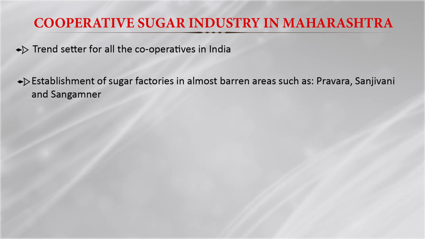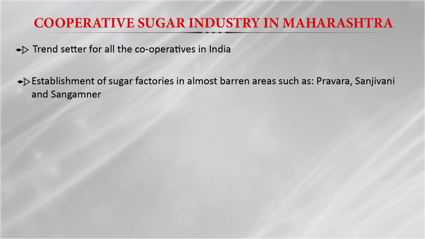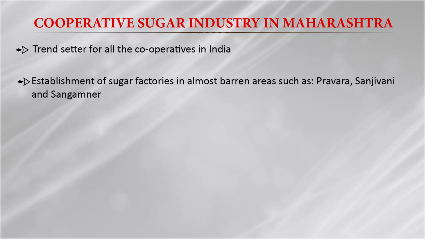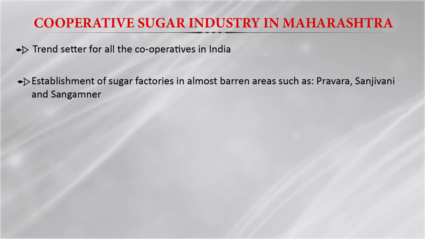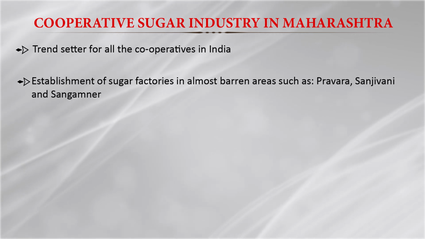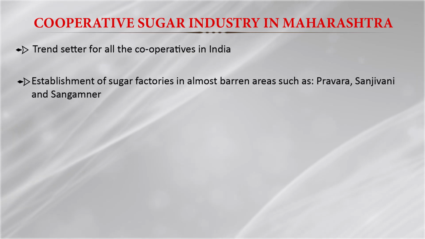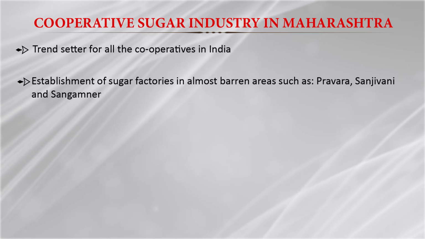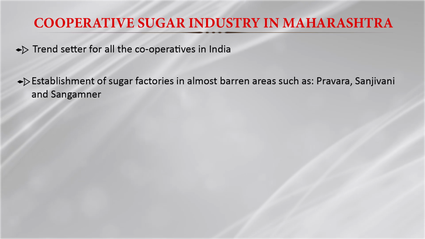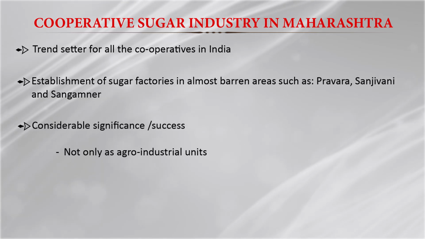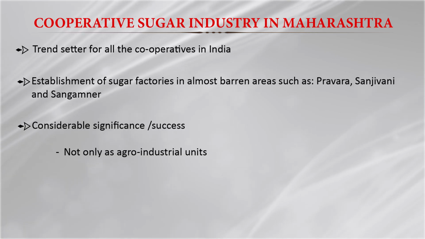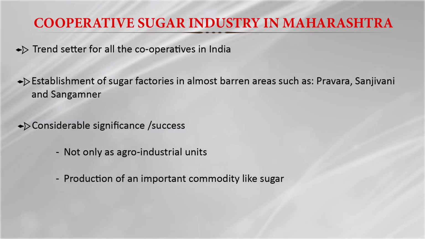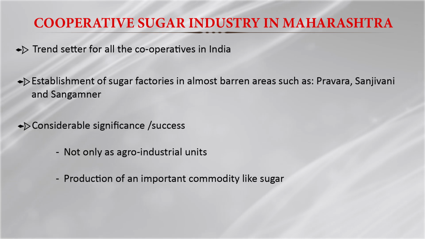In Maharashtra, Pravara, Sanjeevani and Sangamner are all places where the land is not irrigated, it is basically rain-fed soil. The barren land is where the cooperatives were started for sugar production. So it is a different kind of model, and it has significance for the farmers' economy and the Indian economy, because this experiment was successful. We were able to establish an agro-industrial unit in the country around the 1950s, and we also produced an important consumption commodity.